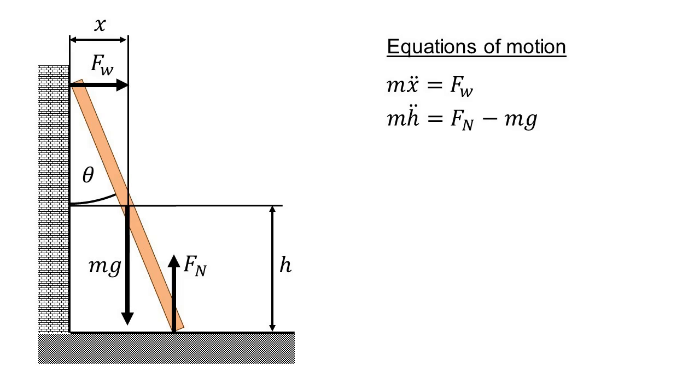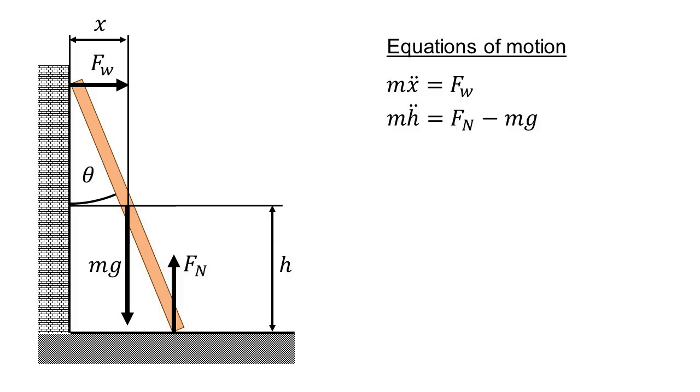What we want to solve for is the angle at which F sub w, or x double dot, equals 0. But since we don't know what F sub w and F sub n are, we don't have enough information to solve this problem. That's because we are dealing with a rigid body, for which the motion of the center of mass is insufficient.